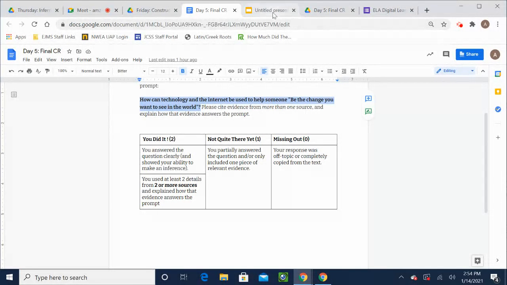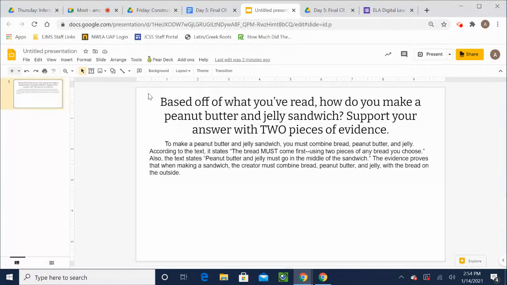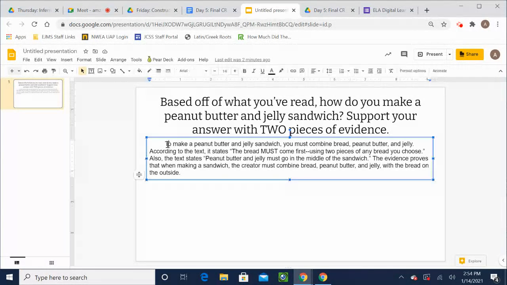Now, if we've forgotten, here is an example constructed response. Okay, this is not the one that you are writing. You are not answering this question. This is just an example so you can remember what the format is. So if a constructed response was given to me and it asked, based off of what you've read, how do you make a peanut butter and jelly sandwich? Support your answers with two pieces of evidence. Here would be a constructed response that I write. Remember, we follow that RACE format, R-A-C-E. Restate the question, answer the question, cite evidence, and explain how the evidence answers the question.